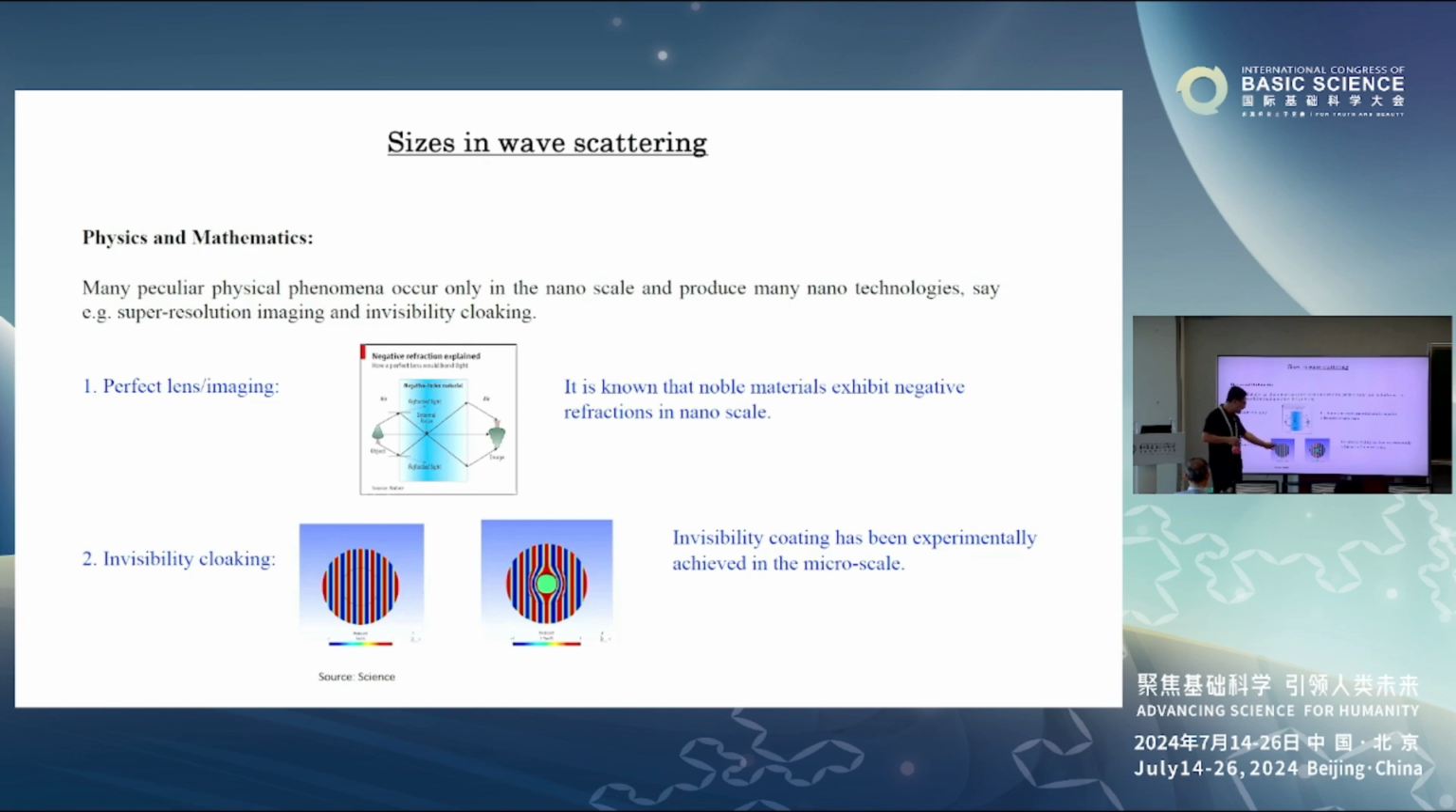You see, this is a plane wave propagating in the homogeneous space. But here you coat the target object with a thin layer of material, and you can produce this kind of effect. It controls the wave to slide over the surface of this region, and produces no scattering pattern far away. But these two phenomena have only been observed and realized in the nanoscale, the small scale, not in the big scale.